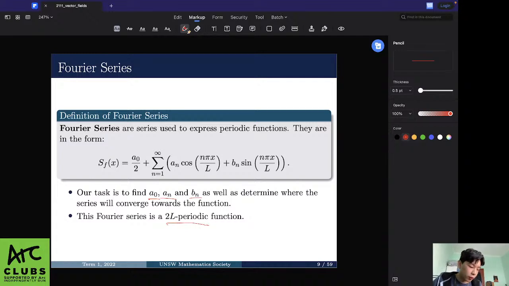So for example, if we know that the period is 6, which is equal to 2 times 3, then in this case L is equal to 3. And more commonly, if it's 2 pi periodic, we know that 2 times pi is equal to 2 pi, so L is equal to pi. So generally, we'll look at what function we're trying to approximate and then let our L value be half of the period.